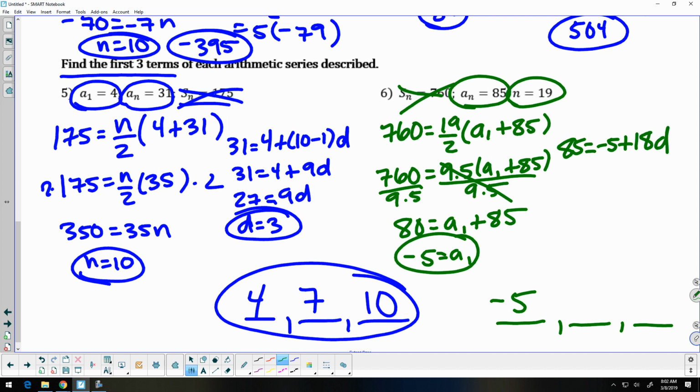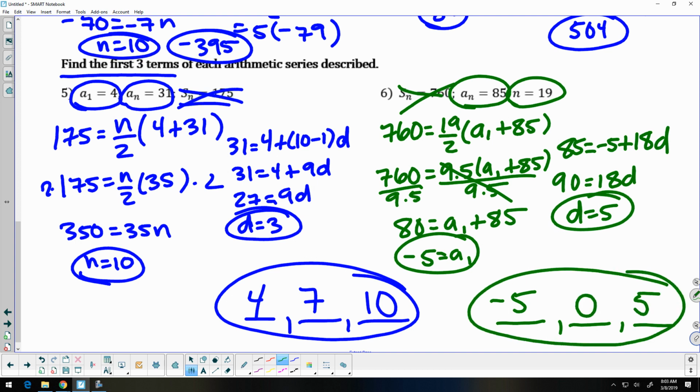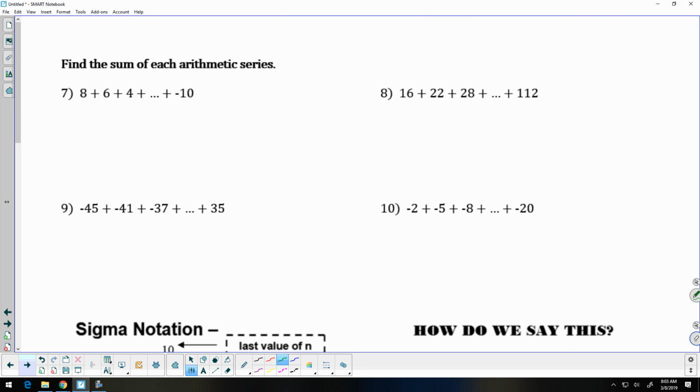I'll just go ahead and write that as 18 times d. So two steps, just add 5, so that'd be 90. And then dividing by 18, you should get d equals 5. So to find the next two terms, just keep adding 5. So we got negative 5, 0, and then positive 5. And there you go. Okay, so let's move on to the next page.